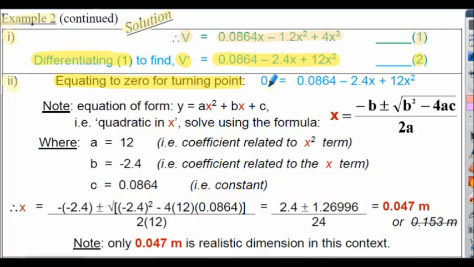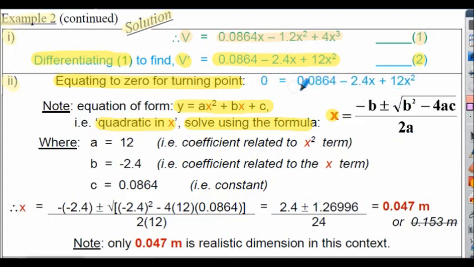So the above equation is now equated to 0, and we solve the resulting equation. Note this is in the form of a quadratic, y is equal to ax squared plus bx plus c, in this case a quadratic in x, and we're going to solve this using the quadratic formula, shown here on the right hand side. Again, it's expected that you understand how to solve quadratic equations at this level of study.